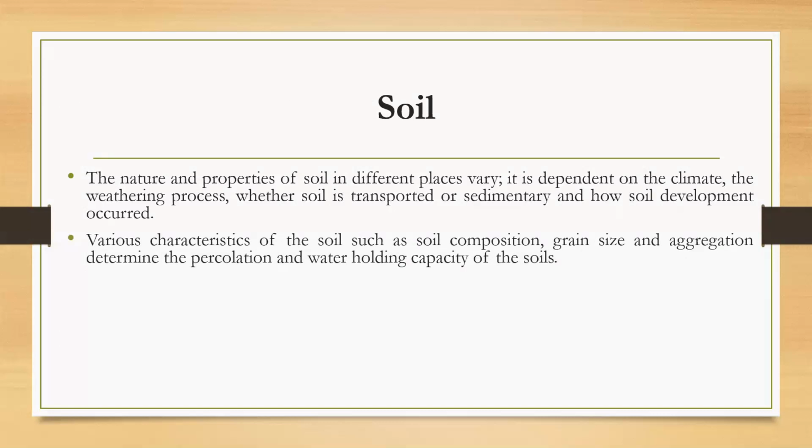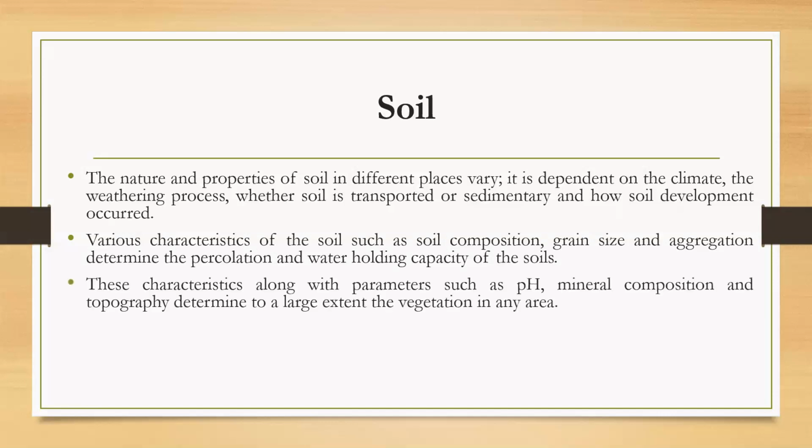Various characteristics of the soil, such as soil composition, chemical composition found in the soil, organic as well as inorganic composition, grain size of the particle, aggregation, whether they are found very closely or whether they are free, just like sand, very loose. The aggregation is very less. So that also determines the percolation of water as well as water holding capacity of the soil. So these are the important factors that determine the water holding capacity: soil composition, grain size, the aggregation of the soil particles. It determines the percolation as well as water holding capacity.